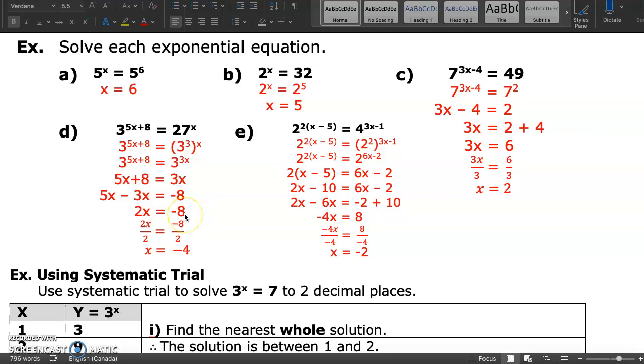Then we are left with 2x is equal to negative 8. The opposite operation, 2 times x. So divide each side by 2. X is equal to negative 4. You can substitute and check your answer.